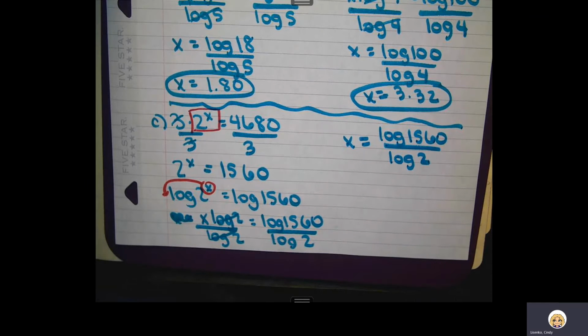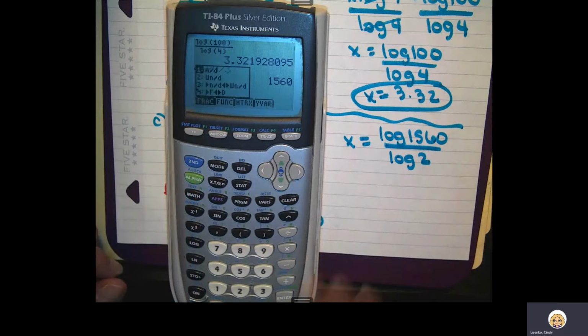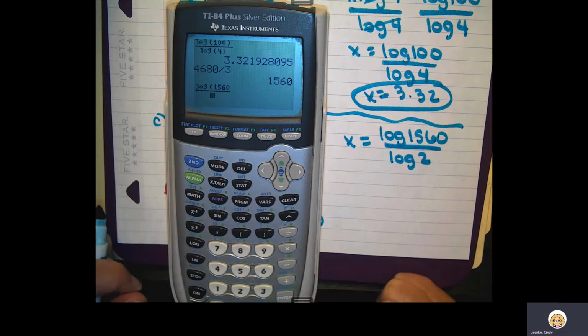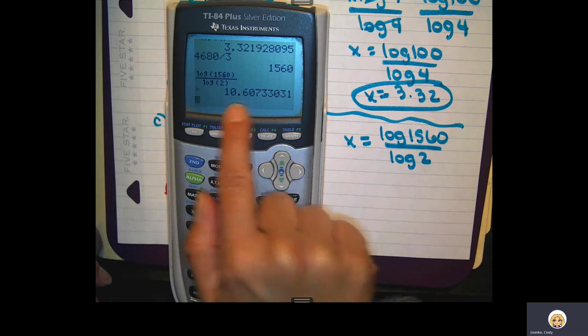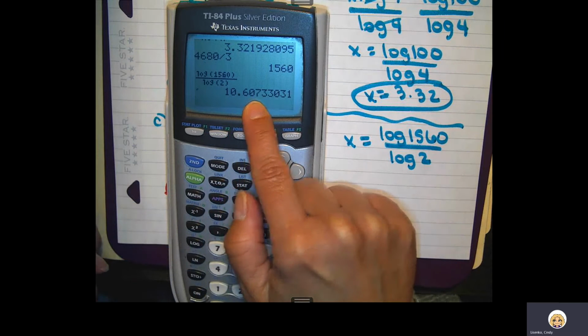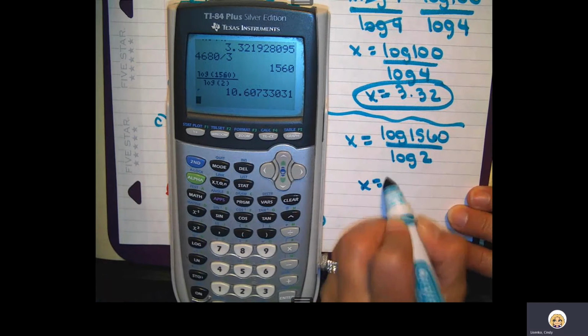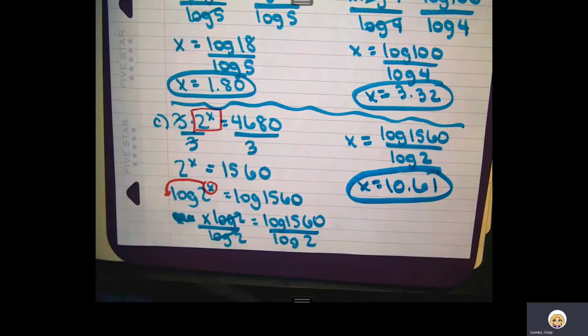Now I grab my calculator since the directions said to round. Alpha y equals number 1. And I'm going to type in on the top the log of 1560. On the bottom, the log of 2. Rounding to the nearest hundredth would be this 0, but since it's 5 or higher after it, I change the 0 to a 1. So we get x equals 10.61. One more example. Last one. This is example D.